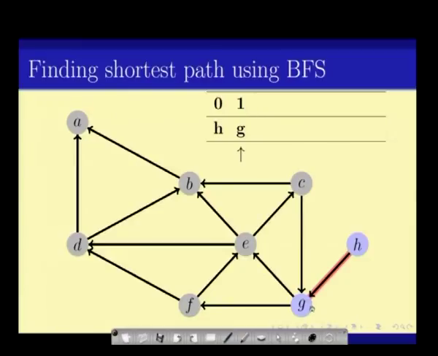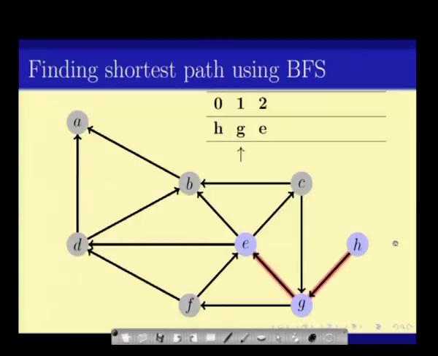Now, let us look at the neighbors of G. For this G, I will be looking at the two neighbors E and F. So, we first look at E. Now, E is untouched, so we put it in the queue, and since E is being approached from G, the distance of E from H is the distance of G from H plus 1. The distance of G from H is already noted as 1. So, the distance of E from H is 1 plus 1, which is 2.